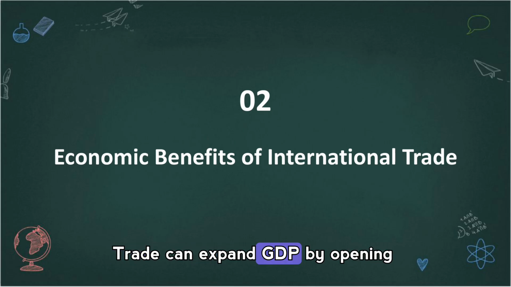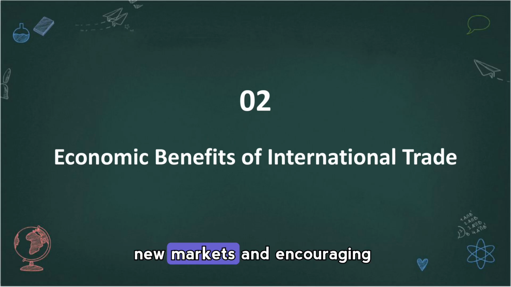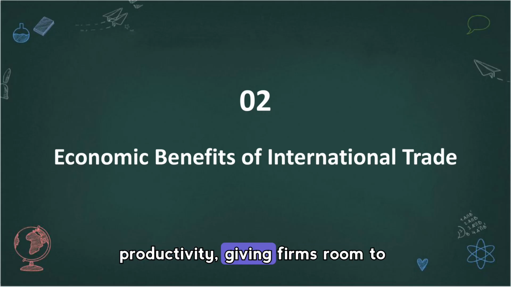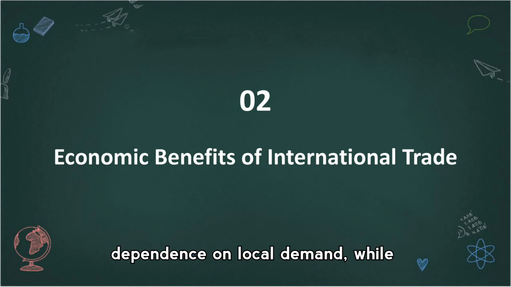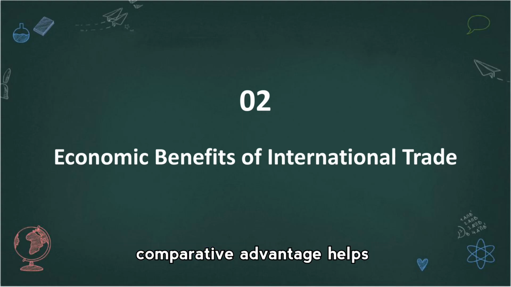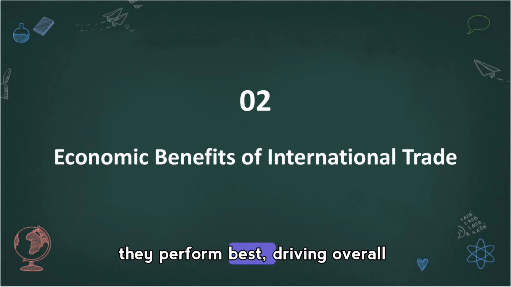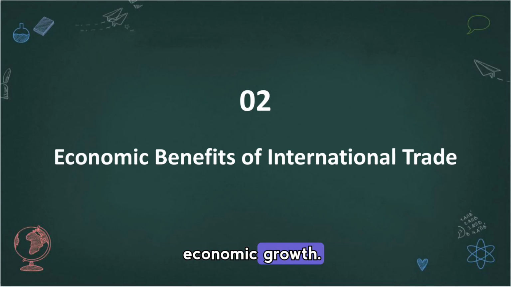Trade can expand GDP by opening new markets and encouraging specialization that raises productivity, giving firms room to scale and innovate. Access to diverse markets also reduces dependence on local demand, while comparative advantage helps countries focus on industries where they perform best, driving overall economic growth.